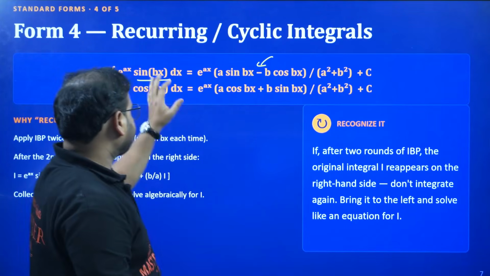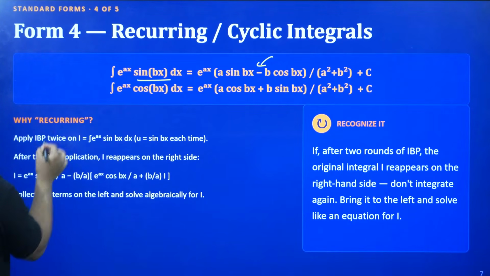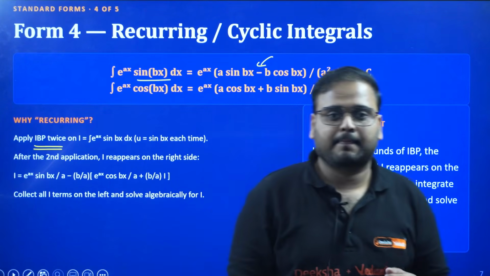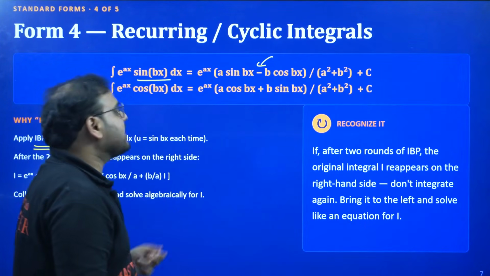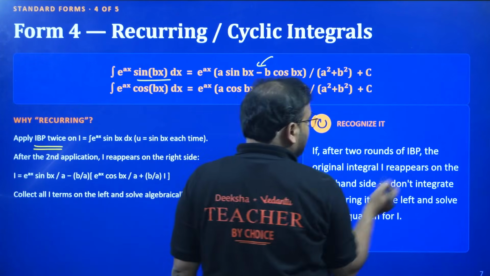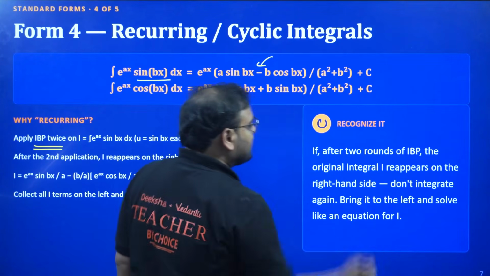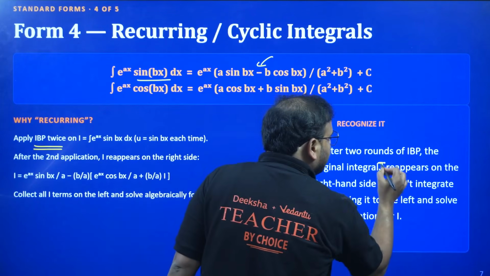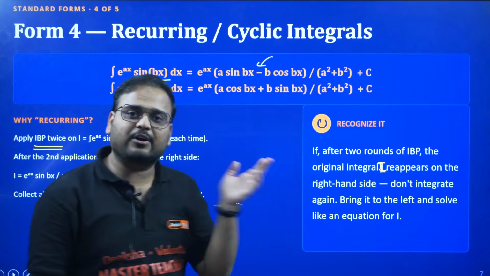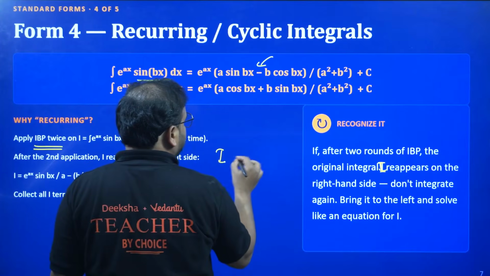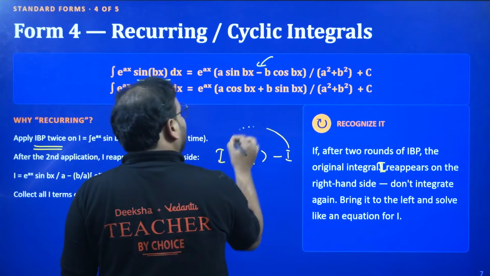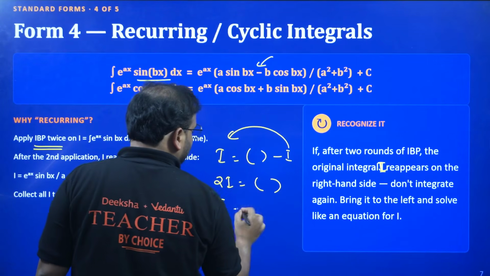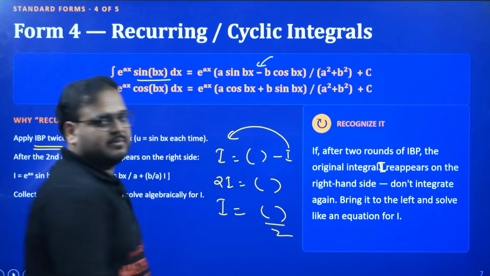Getting it? Great. So recurring means you apply integration by parts 2 times, okay? And what happens in those cases? After 2 rounds of integration by parts, the original integration I reappears, and you have to take all the I on the same side. For example, I can have I equals something minus I. I'll put it on this side, I get 2I equals this result. Then I will become this result by 2, based upon question to question.